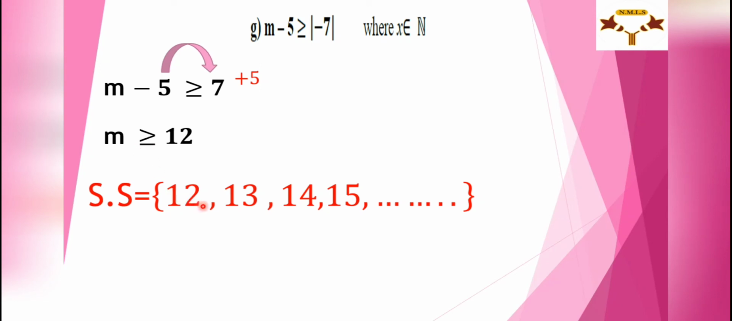So I will start with 12. Why did I start with 12? Because the equal sign is here. 12, 13, 14, 15, 16, 17, and so on. So all these numbers belong to the substitution set N. So this is a correct solution set. Another example.